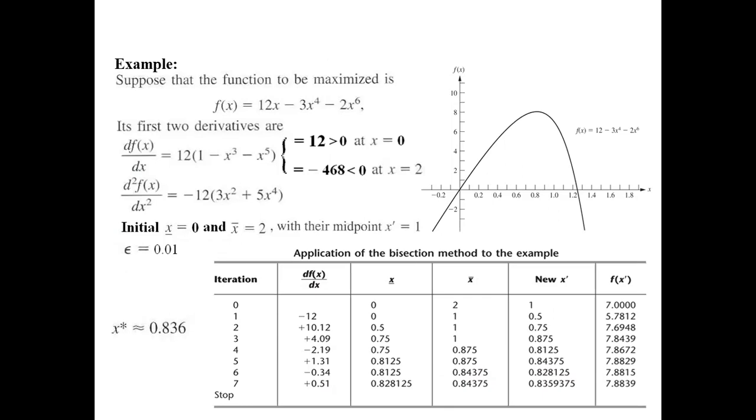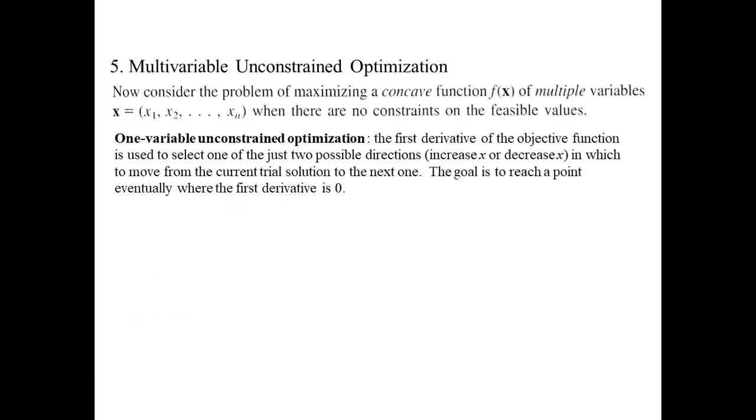So the function f of x is given here. The first two derivatives are as given here. So the second derivative is negative, that means it's negative at x equal to 0, and hence it's a concave function. So the initial points, if you take x equal to 0 and then 2 with their midpoints, the midpoint of 0 and 2 is 1. So this is called the bisection method. Okay. We can move back and forth until we get as close as possible to the desired point.